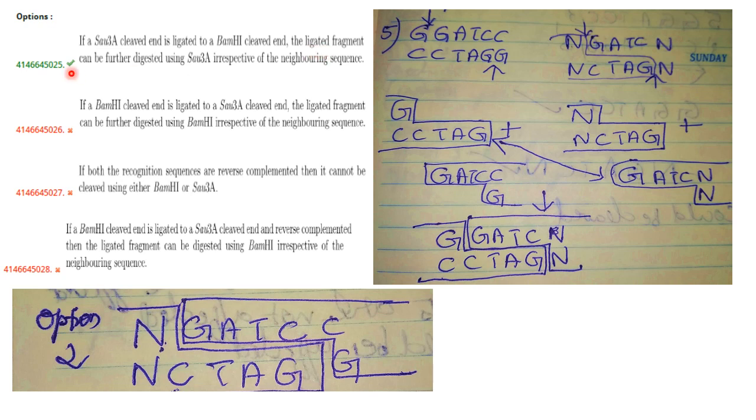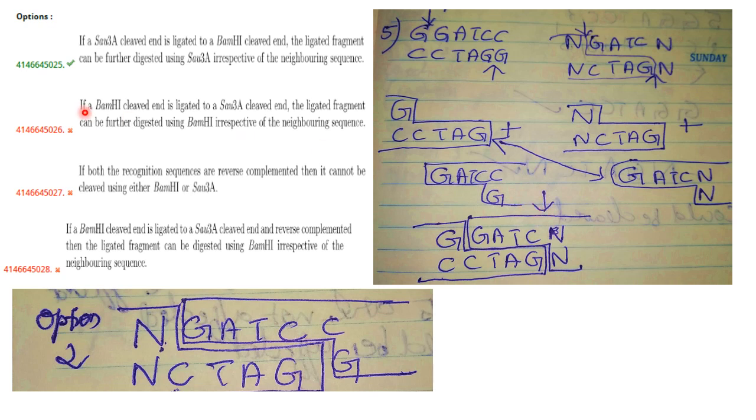The ligated fragment can be further digested using Sau3A irrespective of the neighboring sequence. Now Sau3A, this is N. N means it can be any nucleotide. So it can be G over here, no problem, Sau3A will digest. Here also 2 N are there, it can be any of the nucleotides, Sau3A will digest. So first option is correct.